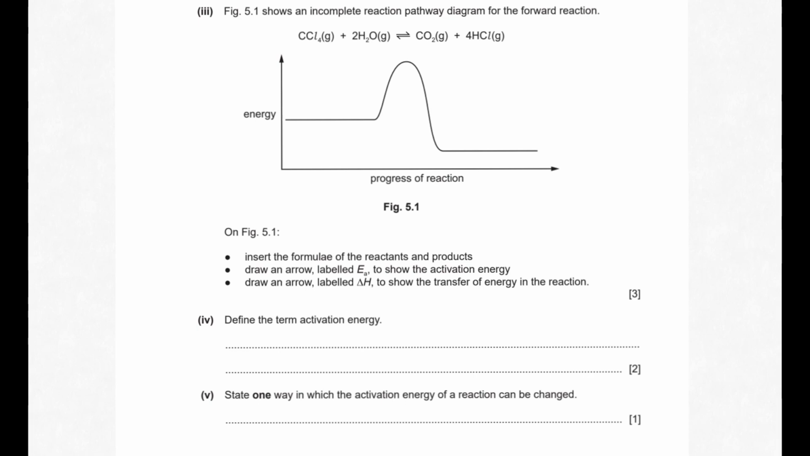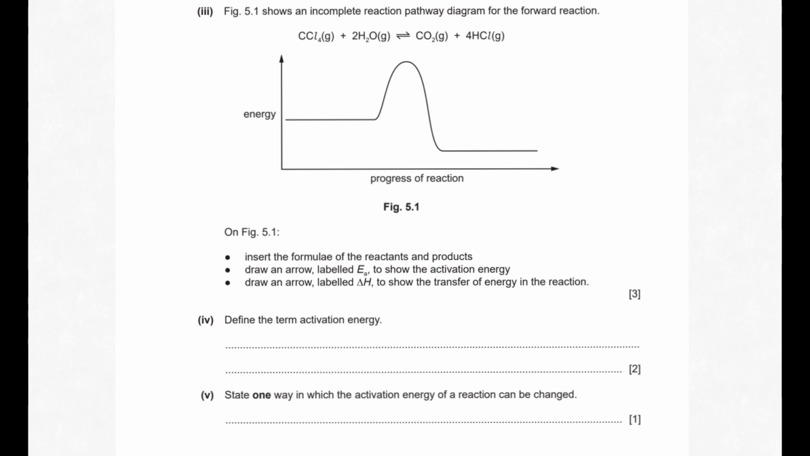So we can see that they give us carbon tetrachloride plus water gives us carbon dioxide and hydrochloric acid. In my graph, I can see that the energy of my reactants is quite high. The energy then increases, decreases, and the energy of my products is then very low.